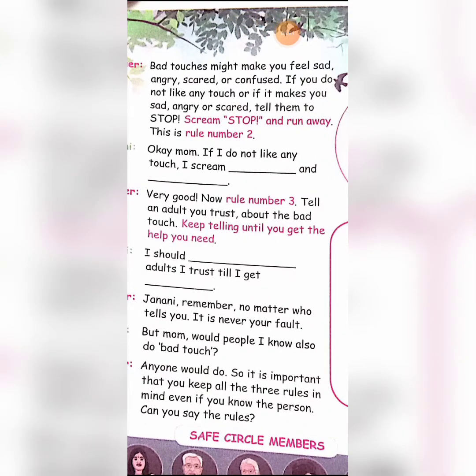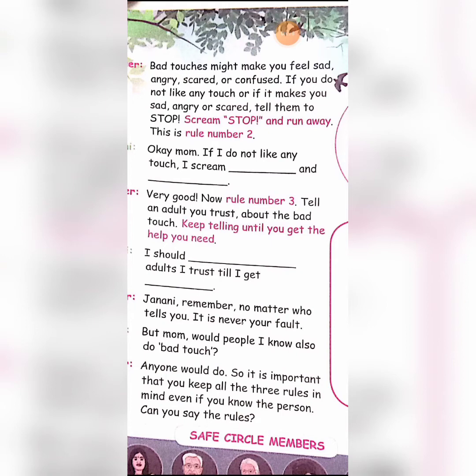Tell an adult you trust about the bad touch. Keep telling until you get the help you need. So she should immediately go and tell the adult she trusts, whoever she believes in, and tell them what happened, which is obviously mother, father, or teacher, or grandparents.